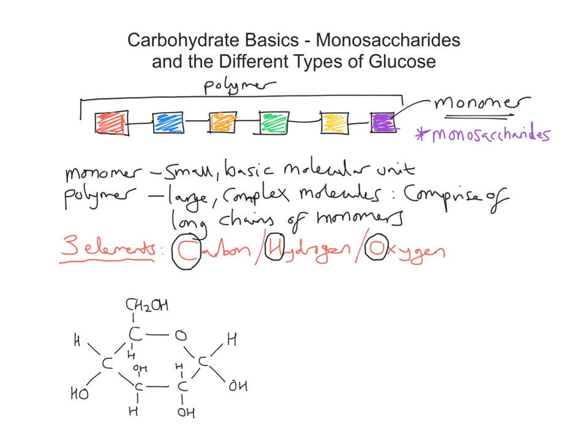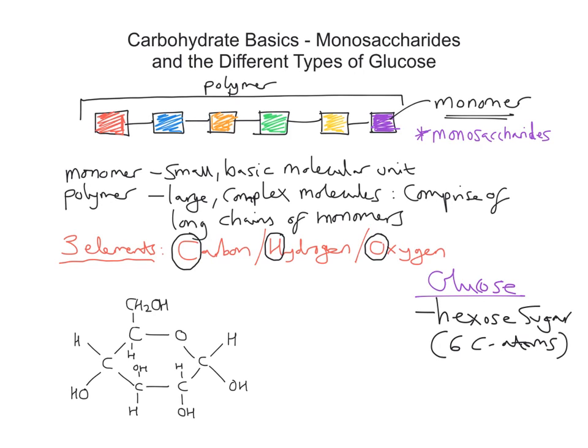So glucose, specifically, let's make a little note. So it's a hexose sugar, and that means it has 6 C atoms, 6 carbon atoms within its structure. Now, there are 2 types of glucose, alpha or beta, and these are the symbols we use. So this one here for alpha, this one here for beta glucose.